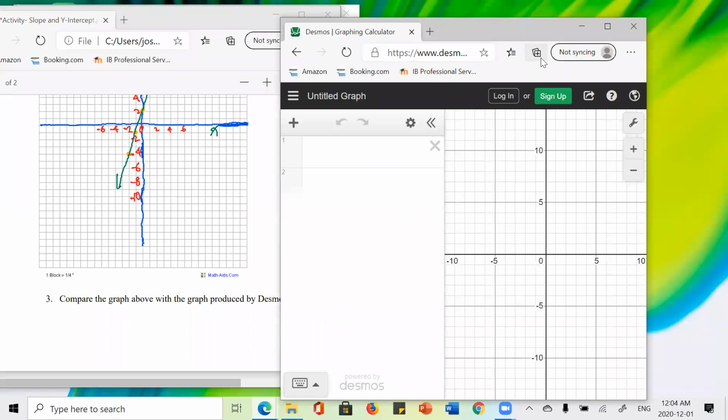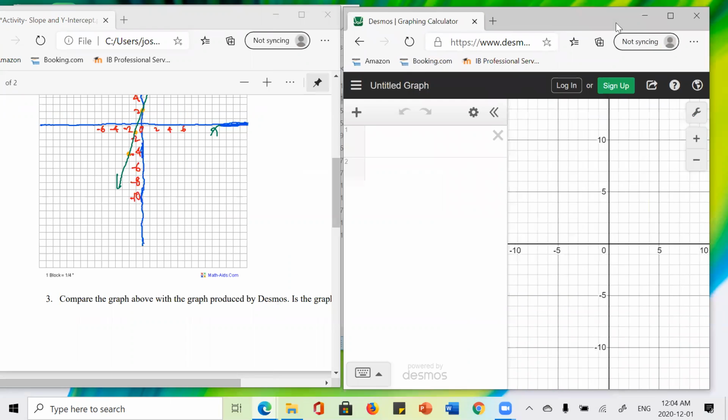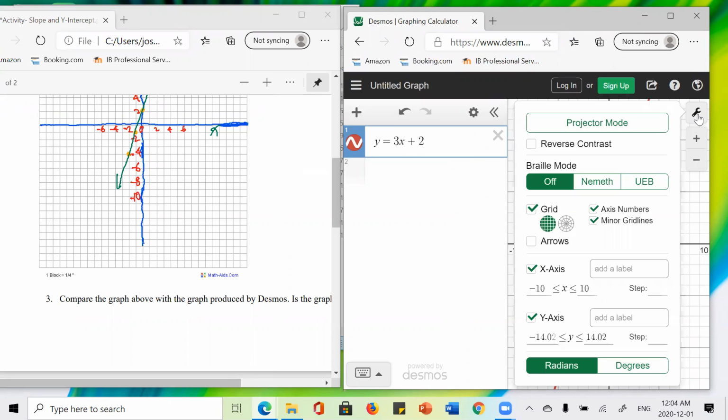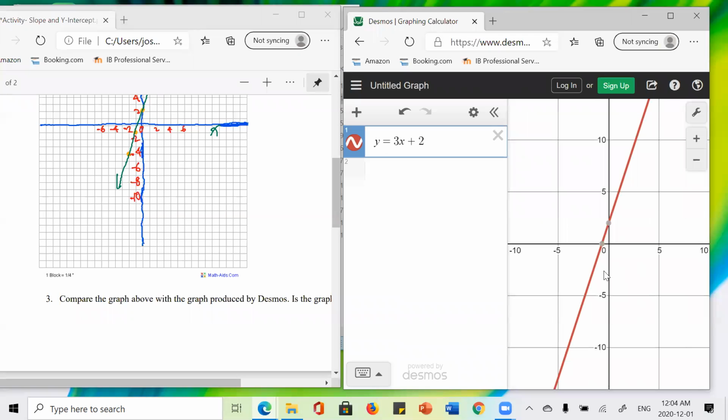Going to this one here, we are going to simply type in our equation. So we have y equals 3x plus 2. And again, I've mentioned this already in the last video: you normally want to get rid of the minor grid. So go to the wrench, this settings button, and get rid of the minor grid lines. It just makes it less confusing. And then go by ones. I would say going by ones is a lot easier.